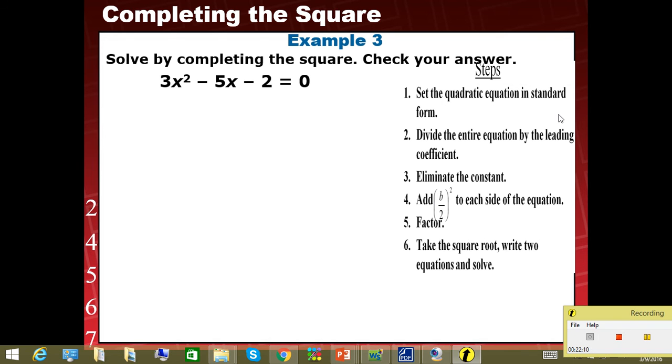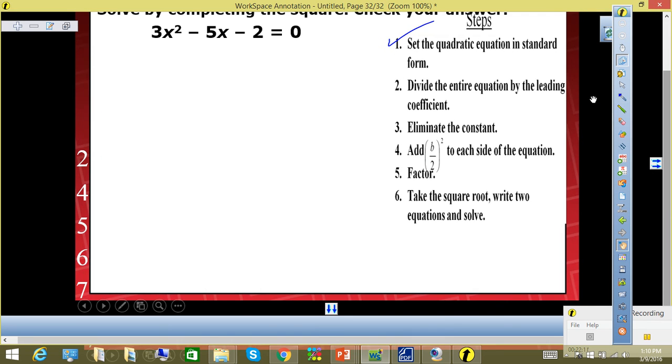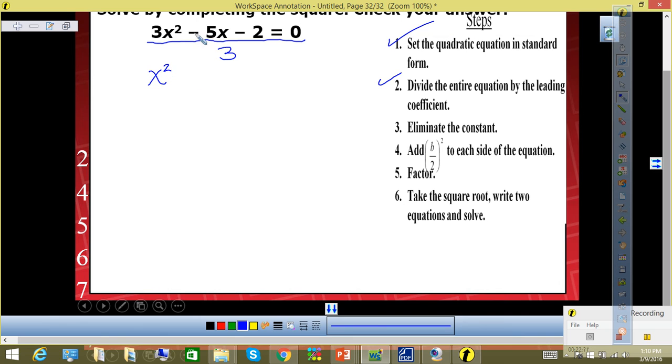Okay, let's see. Step 1, standard form? Yes. Step 2, divide the entire equation by the leading coefficient. So we divide by 3. 3 divided by 3 is 1, so we're left with x squared. Negative 5 divided by 3, that's negative 5/3 x. Negative 2 divided by 3, that's negative 2 over 3. And all that equal to 0. Hands up if you got up to right there. Okay? Step 3, eliminate the constant.